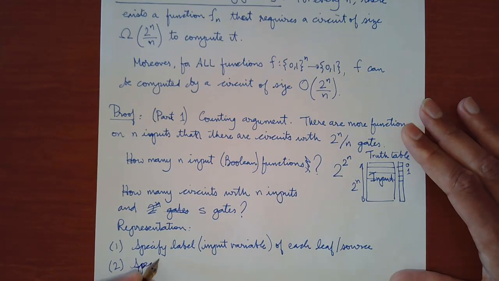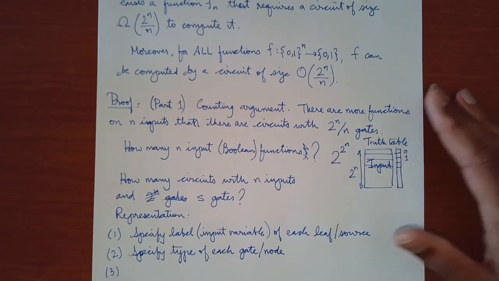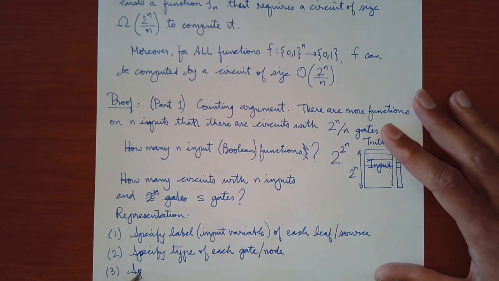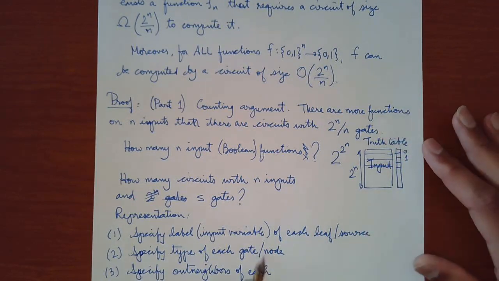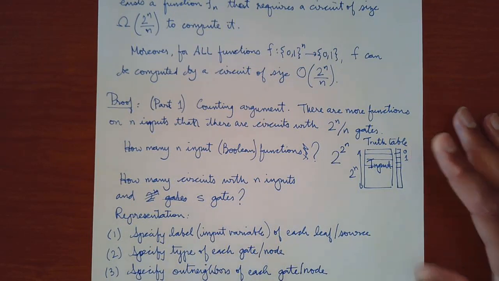Then you specify the type of each gate, which is stored at a node. And finally, what you need to do is specify the out neighbors of each gate or node. It's like giving the adjacency list.